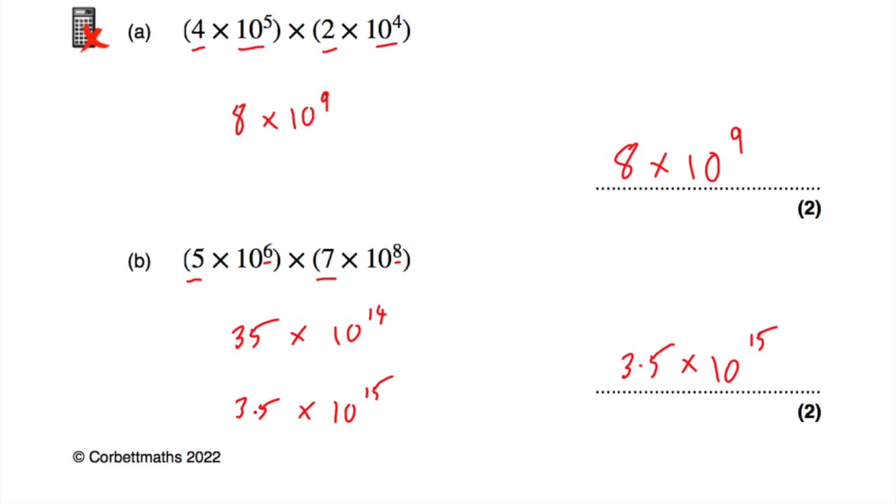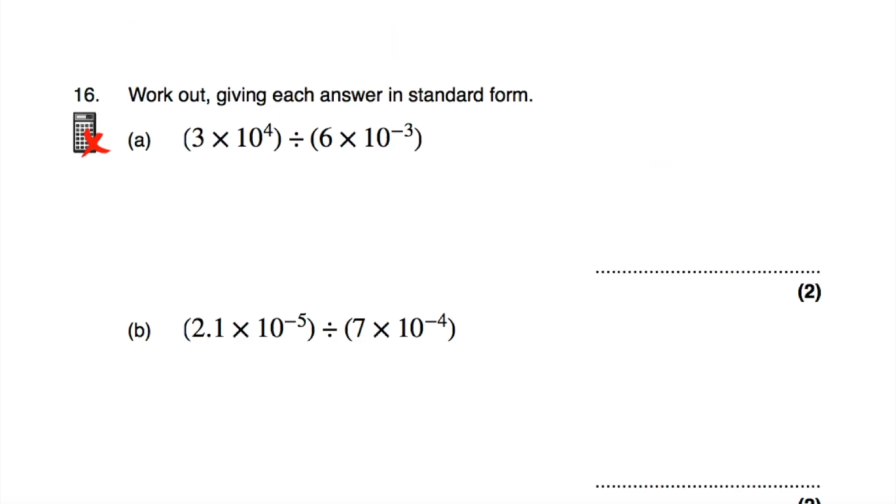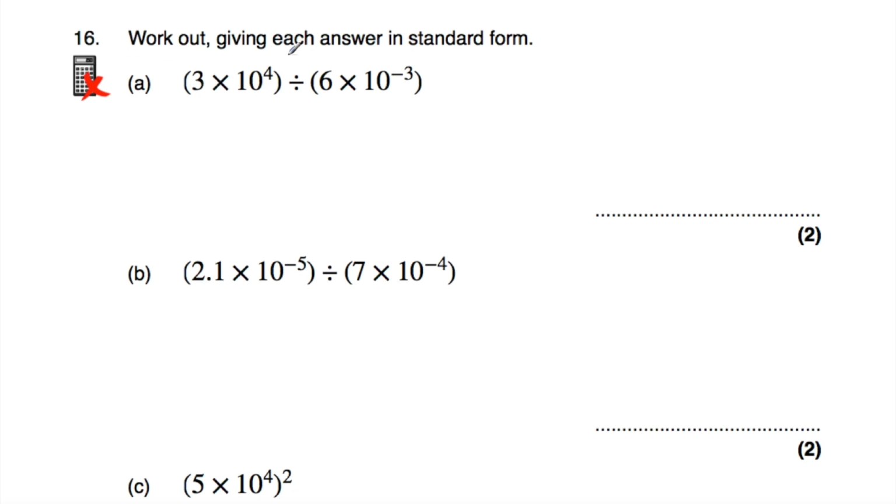Okay, let's look at our next question. So question number 16. So we've got more, similar questions. This time we've got divisions rather than multiplications for A and B, and part C is just squaring. These are non-calculator questions, so I'm just putting down the calculator, and we're going to answer these questions, but again, we're not going to use a calculator. So we've got 3 times 10 to the power 4 divided by 6 times 10 to the power 3.